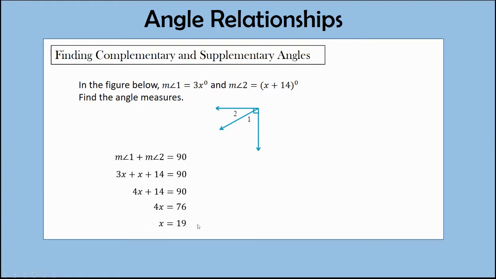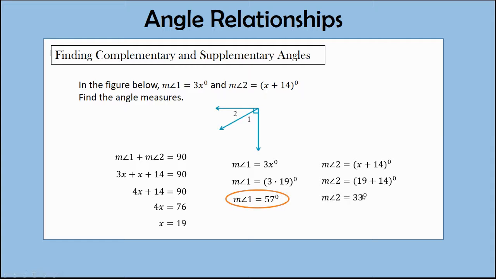Again, this is not the final answer. This is the value of x, but I have to find the angle measures. So make sure we finish here, right? Measure of angle 1 is 3x, so that's going to be 3 times 19, which is 57 degrees. Okay, angle 2 is x plus 14, x is 19, so angle 2 is 33.